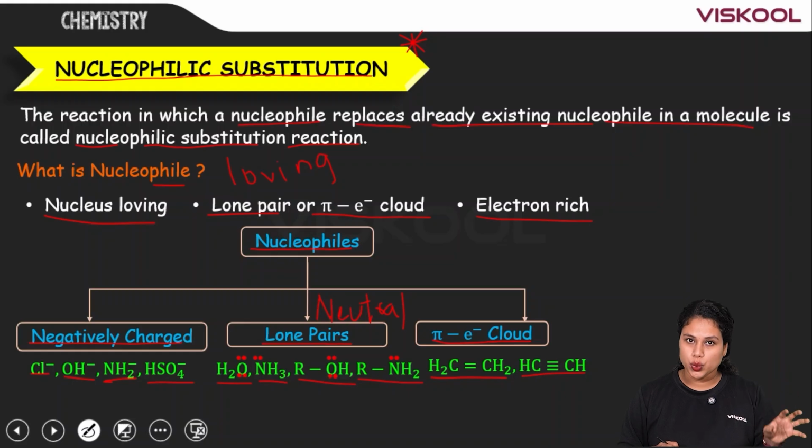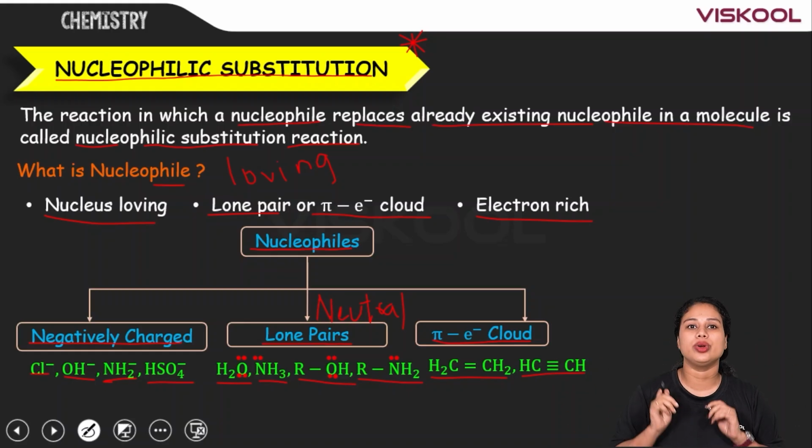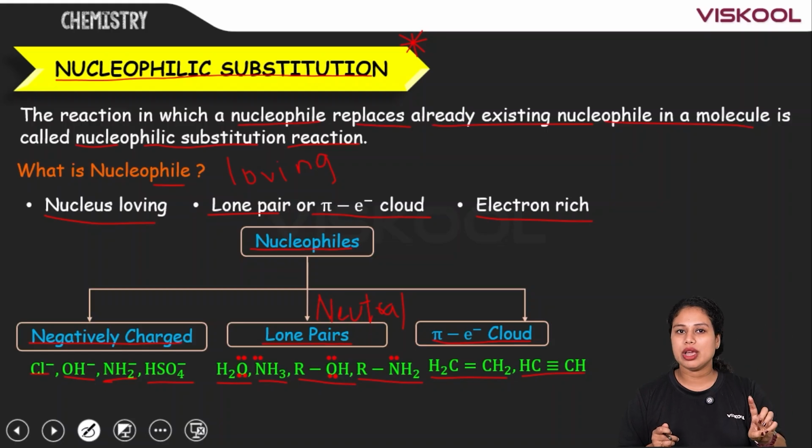So nucleophiles are nucleus loving, or they have a lone pair or pi electron cloud. They are electron rich in nature. There are three types of nucleophiles: negatively charged, neutral, and those which contain a pi electron cloud.